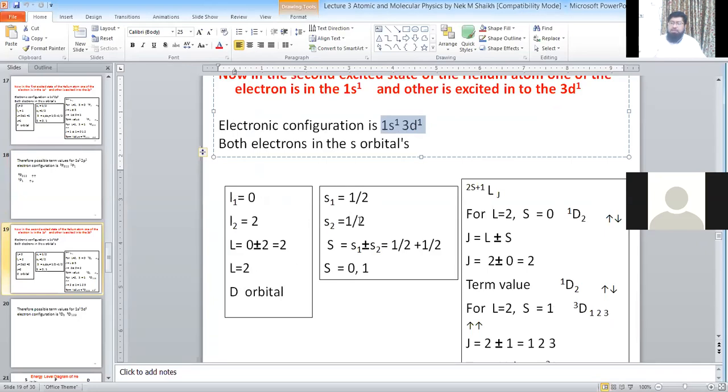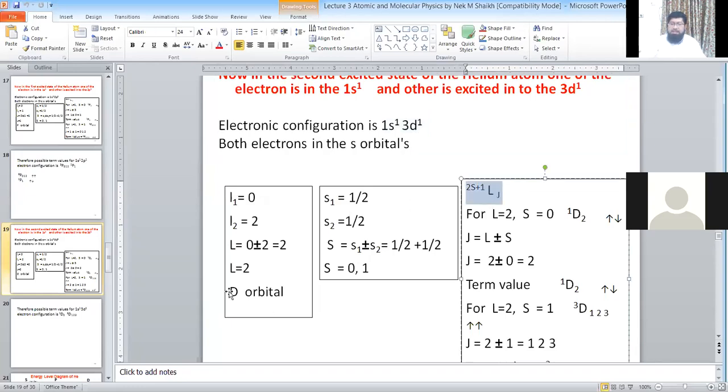Similarly, spin 1/2 gives you the total spin 0 and 1. If we add them, it gives you 1, and if you subtract them, it gives you 0. These are parallel and anti-parallel spin. So now here, because this is the D orbital, the term value is this D. Instead of L, we write its orbital letter, and this is the D orbital.